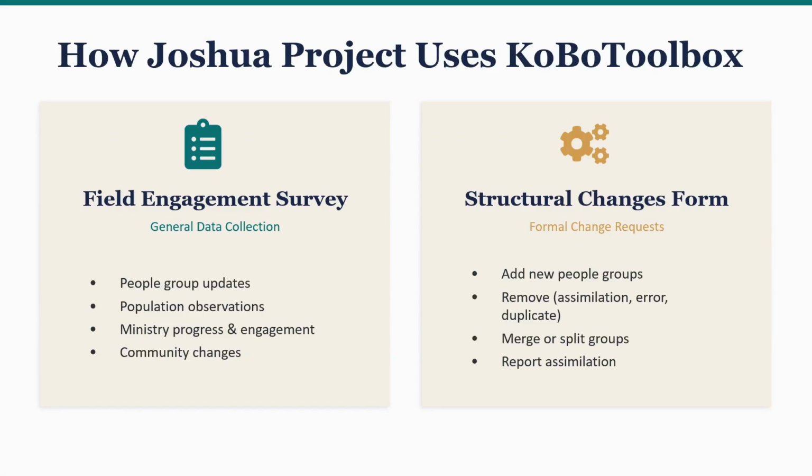How Joshua Project is going to use the Kobo Toolbox, and this may change, but primarily we're going to use a general data collection tool, which is gathering people group updates, population observations, ministry progress, phases of engagement, community changes, updates to our profile text, all in a single form. It may sound like it's long, but we'll look at how the skip logic actually makes it streamlined for you to provide exactly what you need in a timely manner.